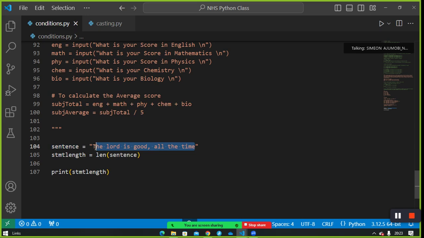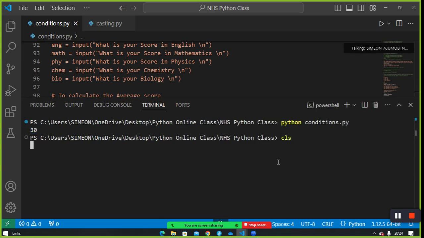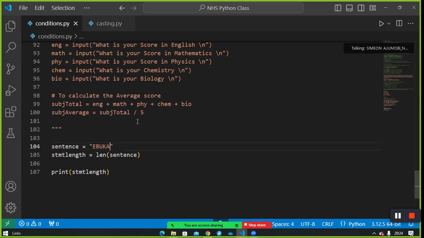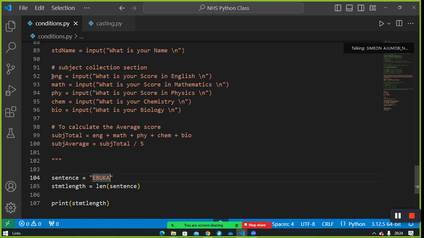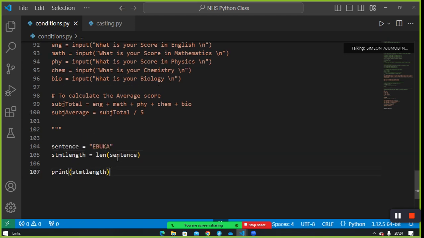I can call it ebuka. Python will tell me the length of ebuka, and if I run this one, it will tell me ebuka is 5 letters. Ebuka is 5 letters. So we can also have a length of the number of subjects the child per se might attempt.